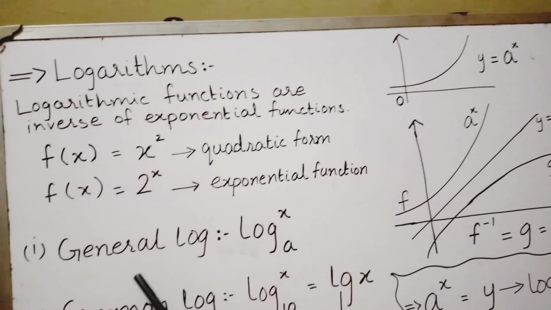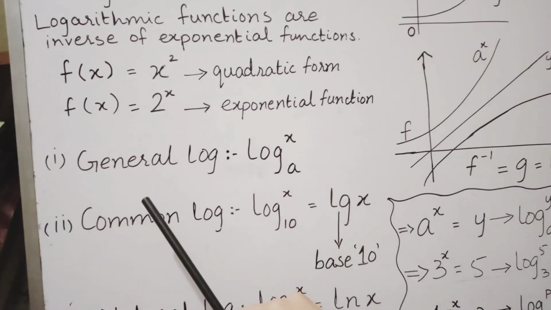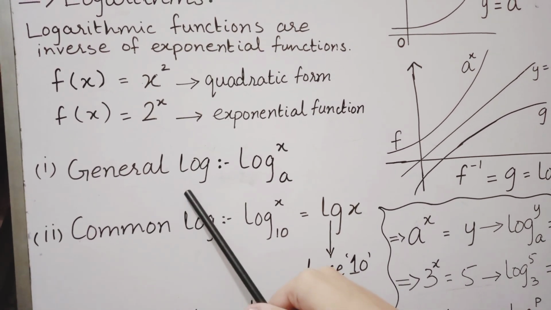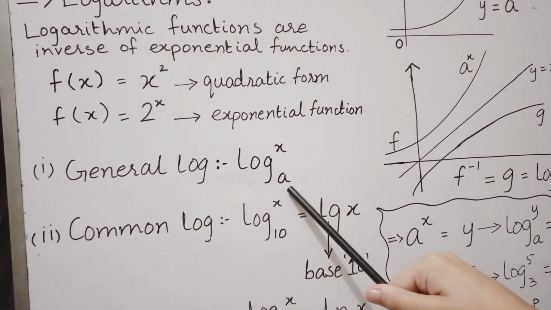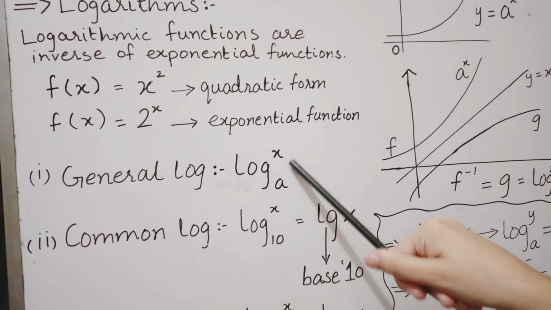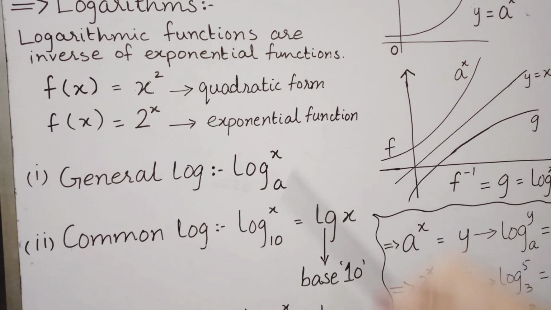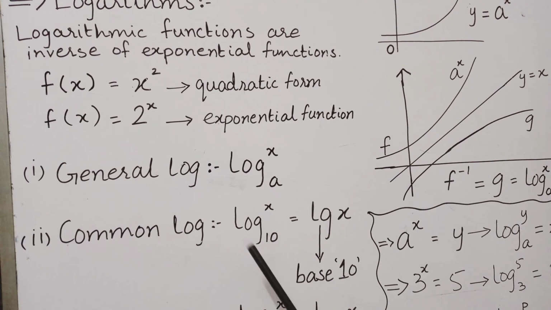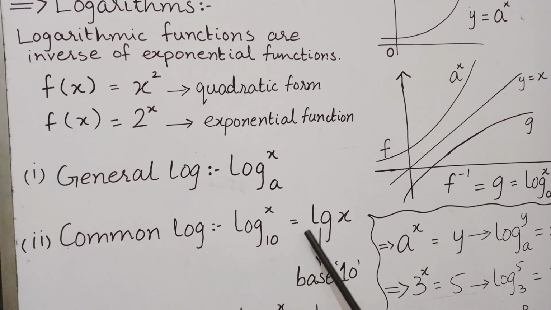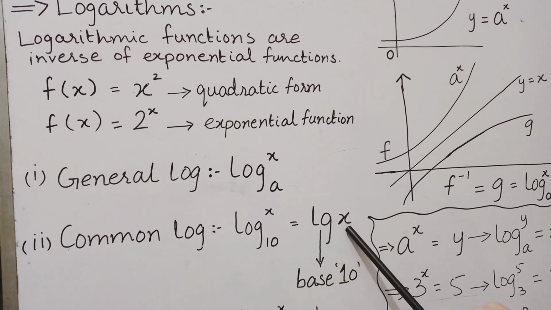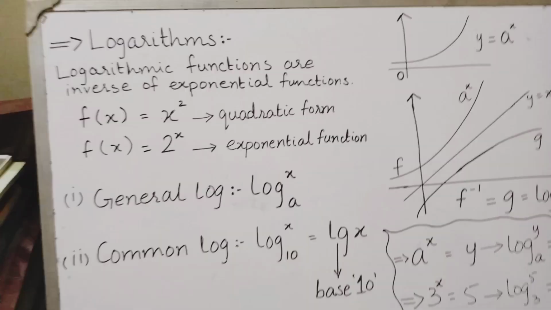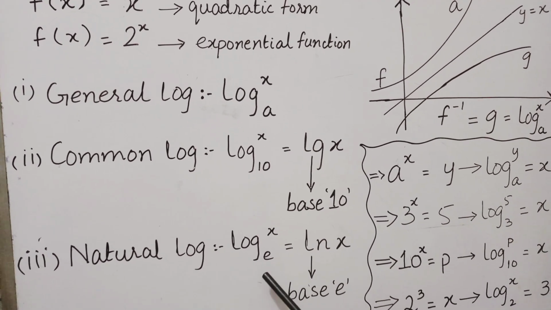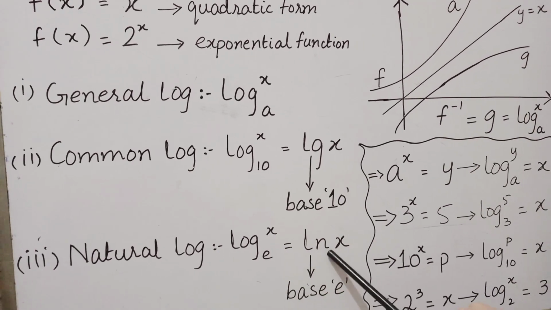Now coming towards here, there are three types of logs. First of all, a general log, which is like log base a to the power of x, like this. Then common log, which has base 10, log to the base of 10, which can also be written shortly as lg x. Lastly, natural log, which is log to the base of e, which can also be written ln x.